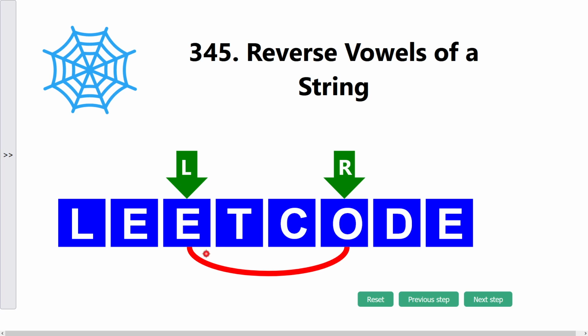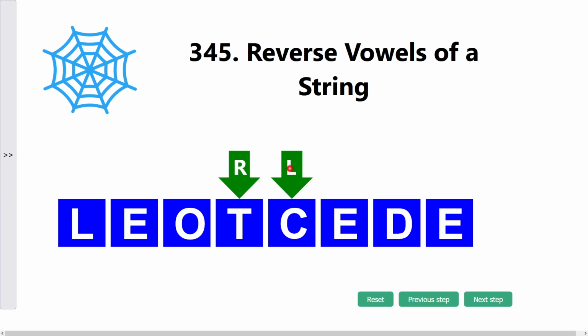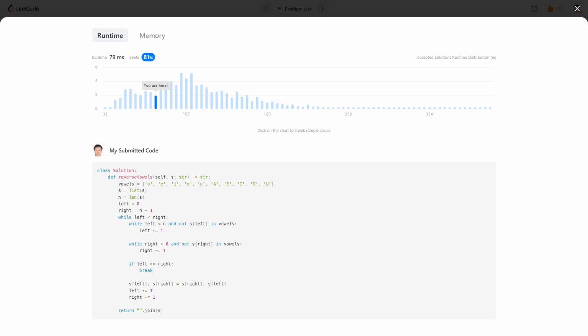Now we can see they meet two vowels. We'll switch the O and the E like that. Now we'll continue moving the left and right pointers until the pointers meet each other. This is the Python code. You can take a look.